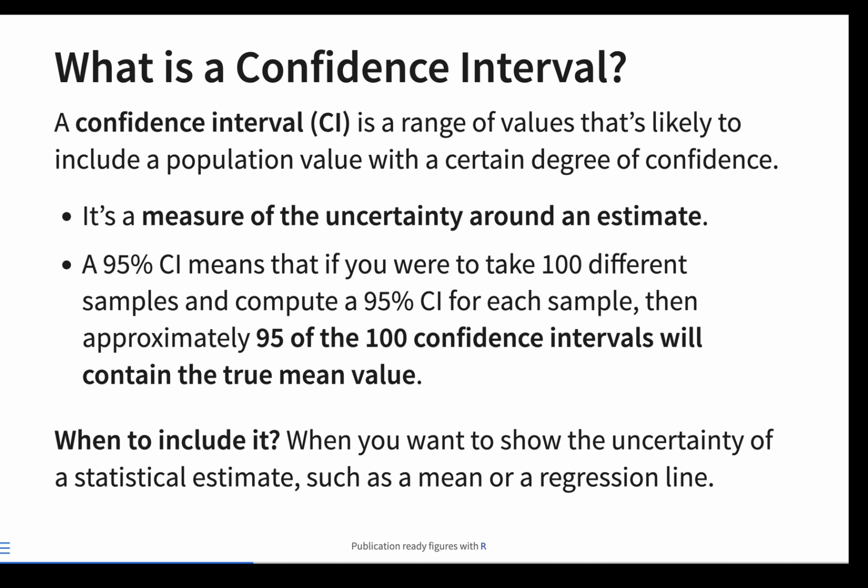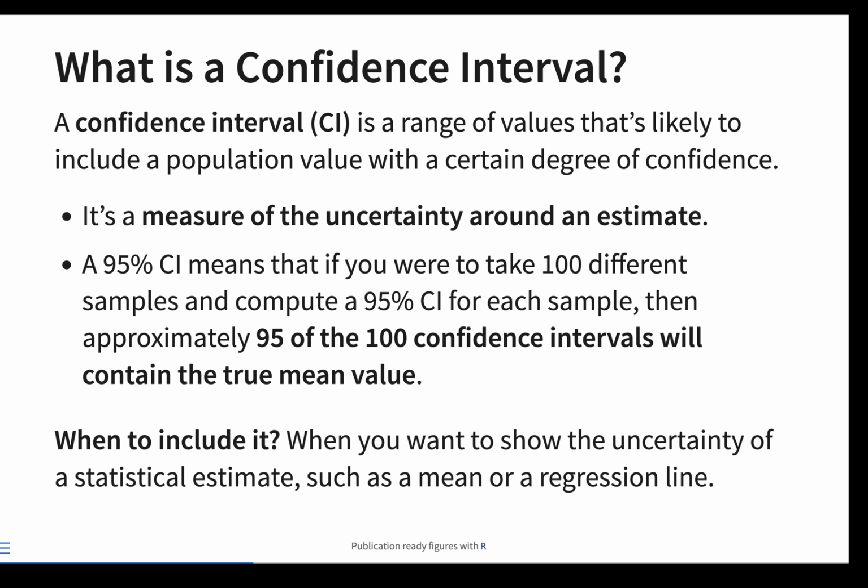So first of all, what is a confidence interval? It's a range of values that is likely to include a population value within a certain degree of confidence. It measures basically uncertainty around an estimate. If you have the value of 0.5, it could have a 95% confidence interval, which covers the uncertainty. If you were to take 100 different samples and compute a 95% CI for each sample, then approximately 95 of the 100 confidence intervals will contain the true mean value.